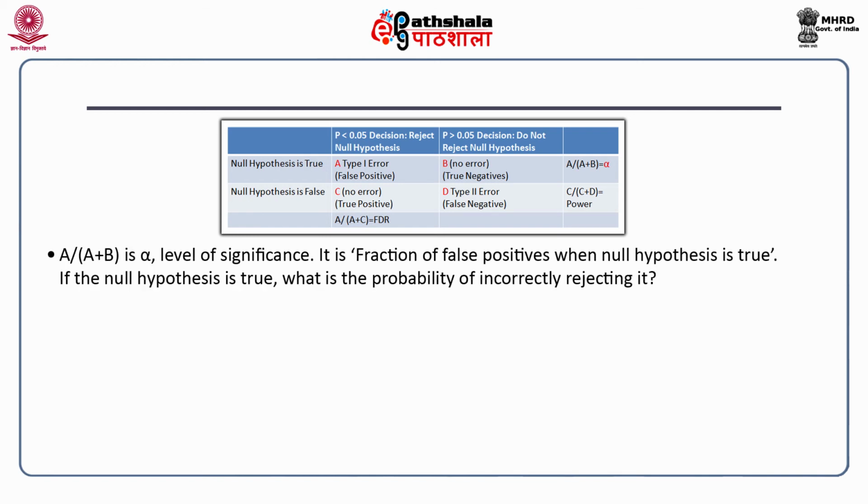Now A divided by A plus B is alpha, or the level of significance. It is the fraction of false positives when the null hypothesis is true. If the null hypothesis is true, what is the probability of incorrectly rejecting it? On the right side, you can see the first cell, that is A divided by A plus B. That is called the level of significance. Now it becomes clearer how significance is defined as the fraction of false positives when the null hypothesis is true.